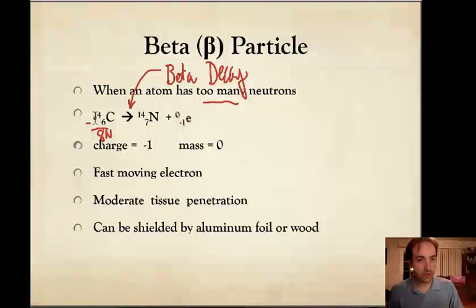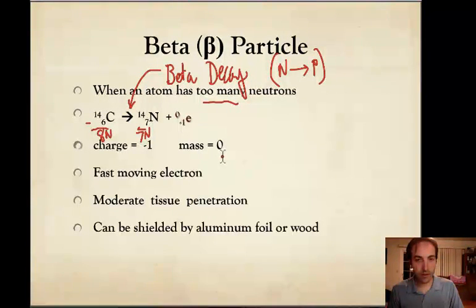Notice its mass doesn't change, it's still 14, but its number of protons will go from 6 to 7. So its number of protons actually went up. And that's because, if we do the math here, 14 minus 7, that tells us that we only have 7 neutrons in the nucleus now. So what is beta decay really all about? Well, it's essentially a neutron turning into a proton.